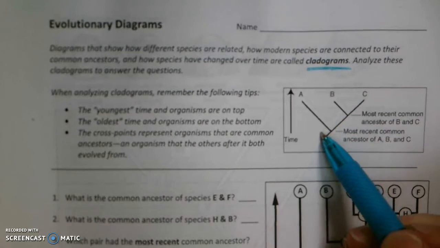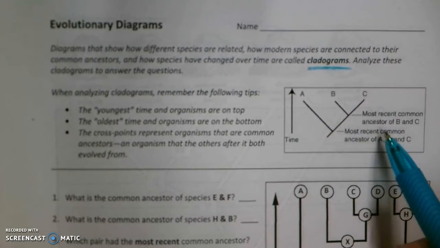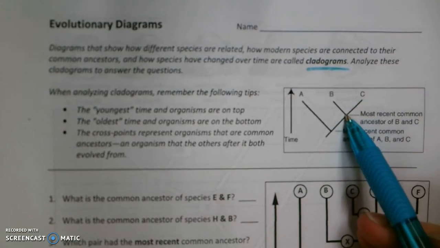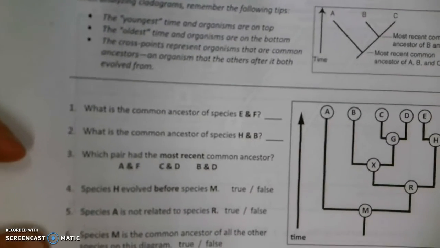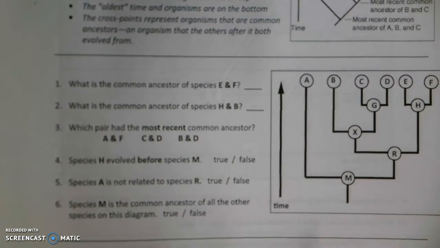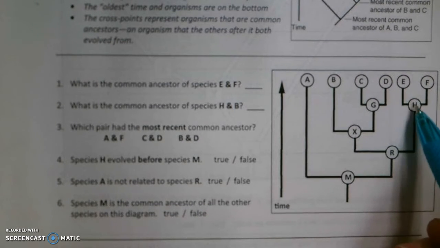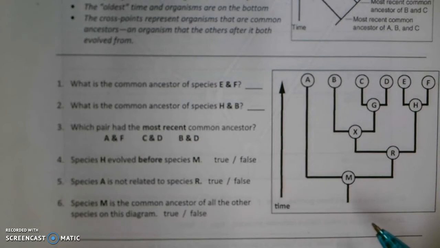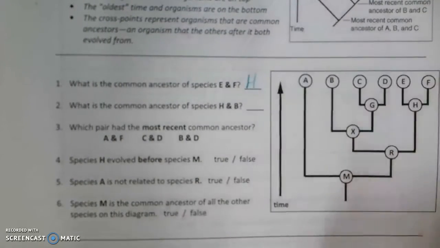Most recent common ancestor of A, B, and C is before here. Most recent common ancestor of B and C would be here. Alright, so if we look at our first question, what is the common ancestor of species E and species F? If we look at E and we look at F, and we trace those back, what do you see? Right, H is the common ancestor for both of those.